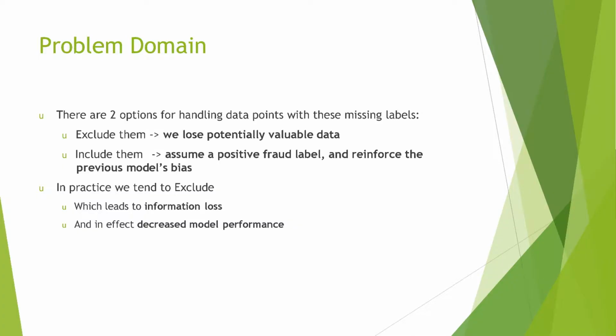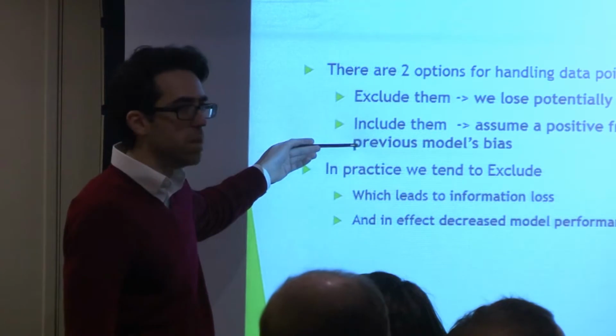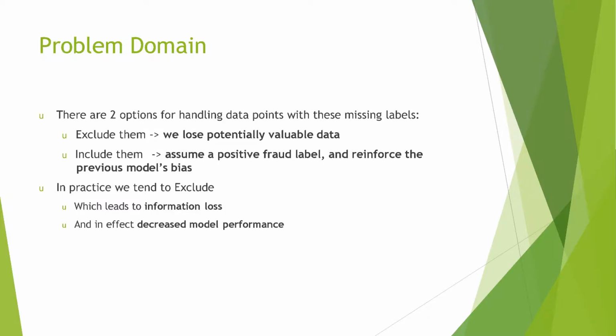How do we guard against this? Well, sorry, one more thought. What do we do with these? There are two approaches. We can either say that, well, this was rejected, I don't care about this payment anymore for the retrain. Well, obviously, we would lose potentially valuable data. We could also say that, well, we thought it was fraud, let's assume a positive fraud label and use that in the retrain. Well, that's not good either, right? Because you would just reinforce the previous model's bias. Yeah, which sucks. And in practice, we tend to exclude.